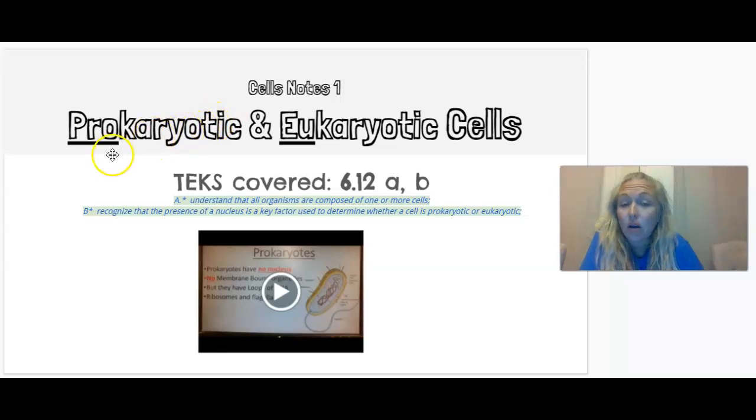What we're going to be doing today, our primary goal, is looking at the fact that all living things are made of cells and that all cells are either prokaryotic or eukaryotic. So that's what those two big words are, prokaryotic and eukaryotic. They're the two main kinds of cells.